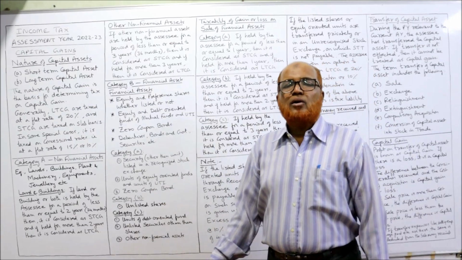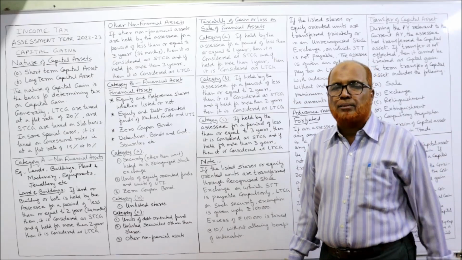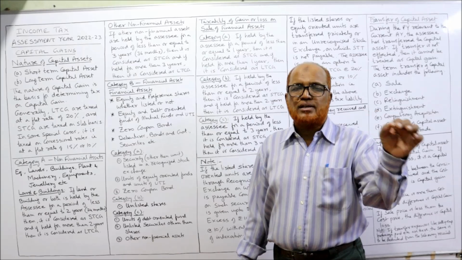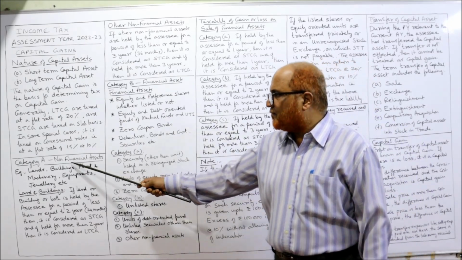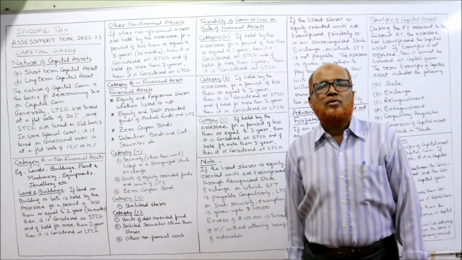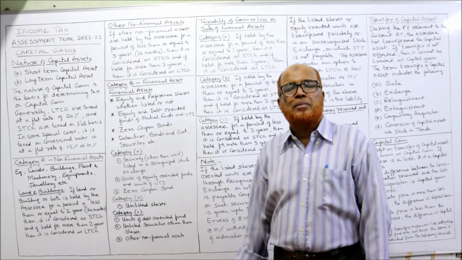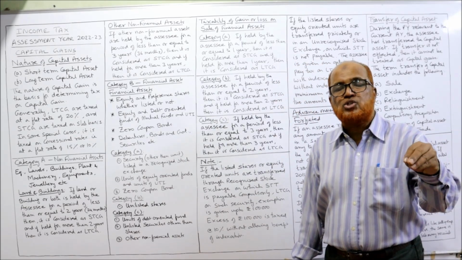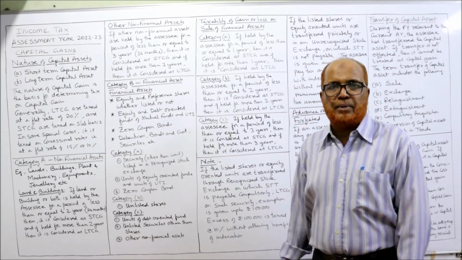Now, in order to understand when we apply the short-term, when we apply the long-term, we divide the assets into two categories: non-financial assets and financial assets. So first we discuss about non-financial assets. Examples of non-financial assets are land, building, equipment, jewelry, etc. These are the examples of non-financial tangible assets. Now first we discuss about land and building.